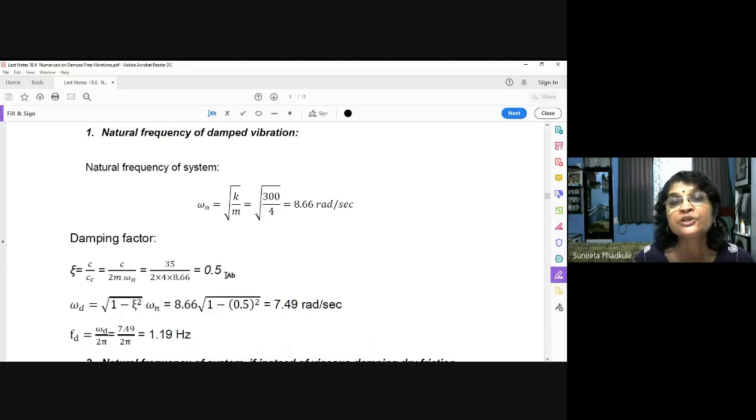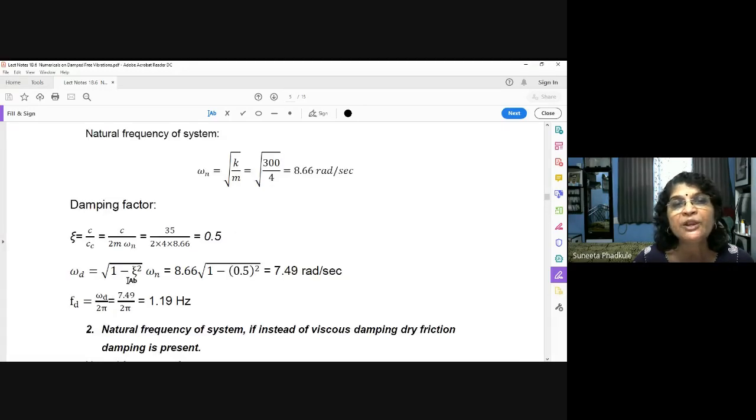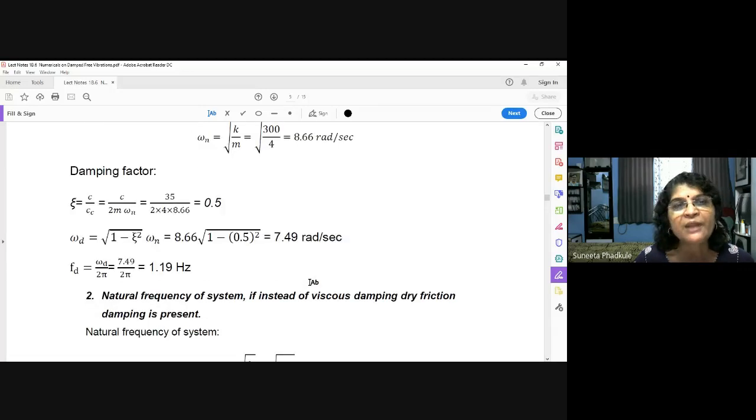So what is the type of this system? Underdamped, because zeta is less than 1. So omega d is then putting the value of zeta 0.5, putting the value of omega n, that is 8.66. You will get omega d 7.49 radian per second. Then you find out fd, that is omega d upon 2 pi. That comes out to be 1.19 hertz. So this is your answer.